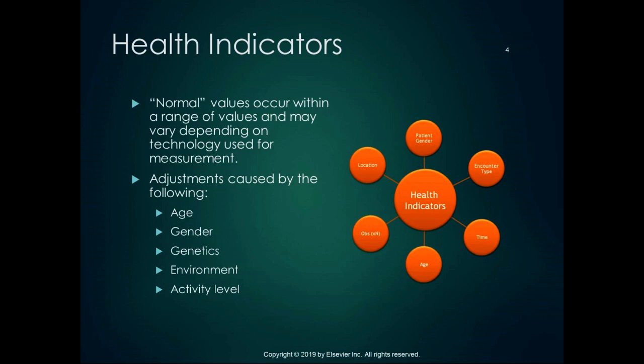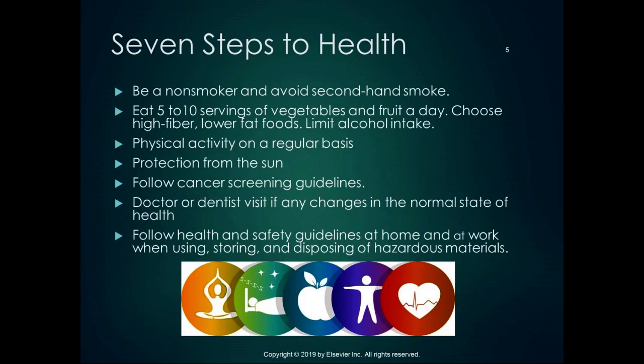So when doctors are looking at all of these health indicators, they're not taking one in isolation. They're looking at all of the factors and seeing if they can see a general trend towards a disease process or not. So in the book, they have these 7 steps to health, and I think they're really nice to think about.